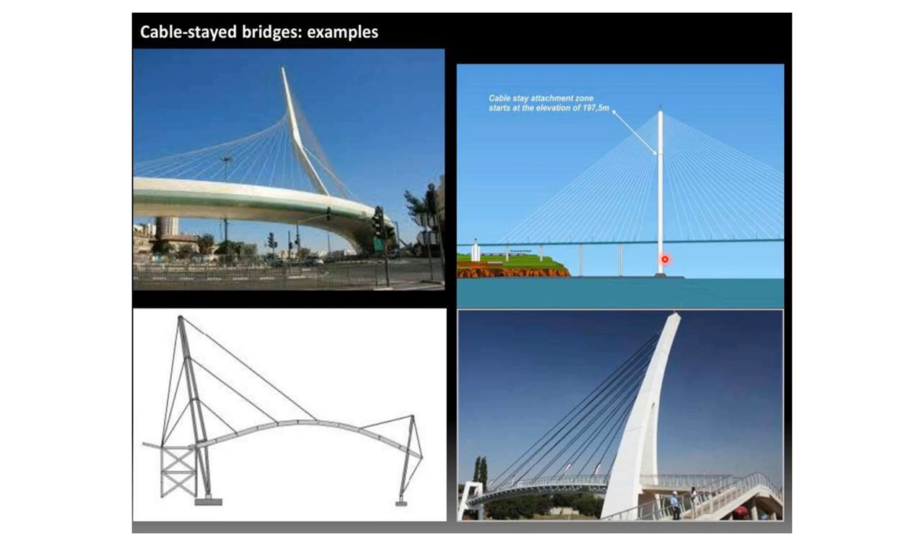Here is a main tower. The left and right sides are in a balanced situation. All the deck elements are attached to the main tower. That is a cable-stayed bridge. That is again a cable-stayed bridge. That is a good architecture.